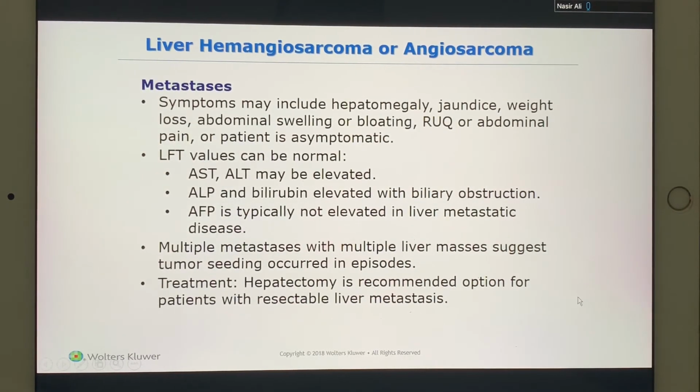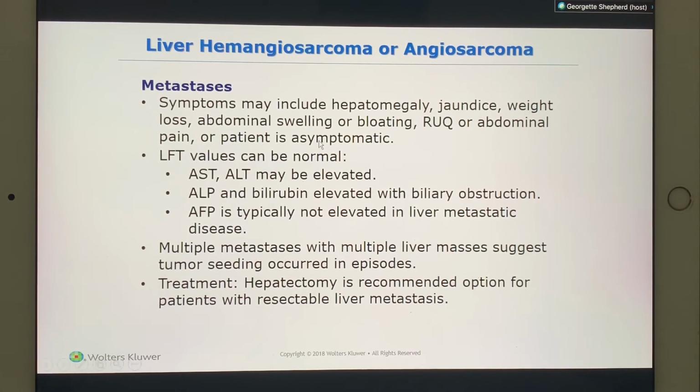Symptoms include hepatomegaly, jaundice, weight loss, abdominal swelling. But the patient can also be asymptomatic depending on what stage of development the sarcomas are in. So what they will try to do is resect that area of the liver that has the metastasis in it.